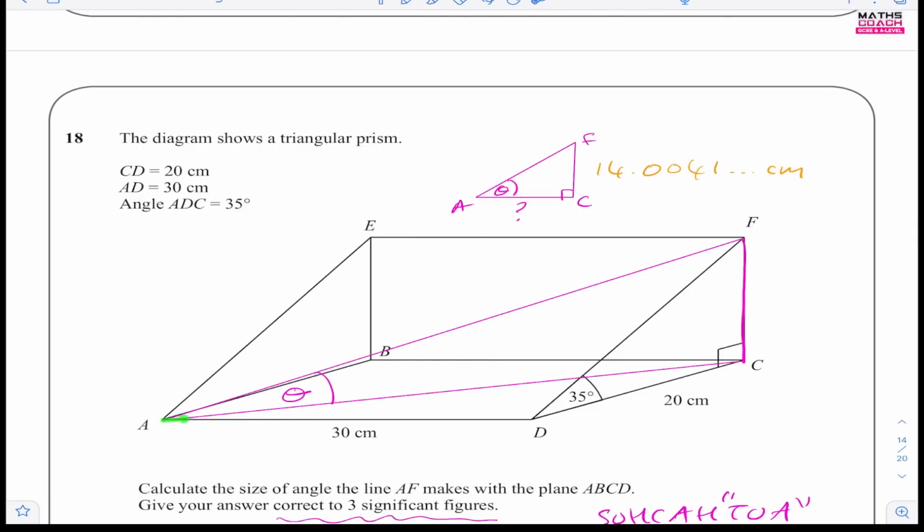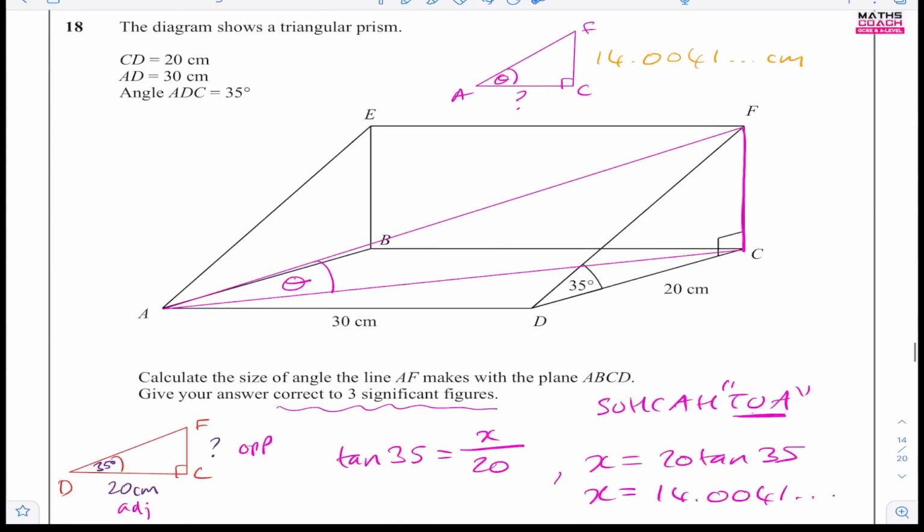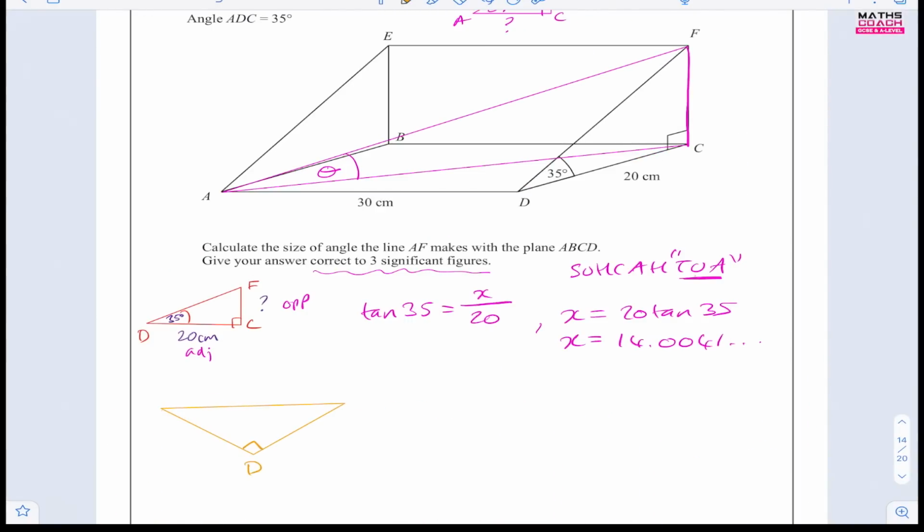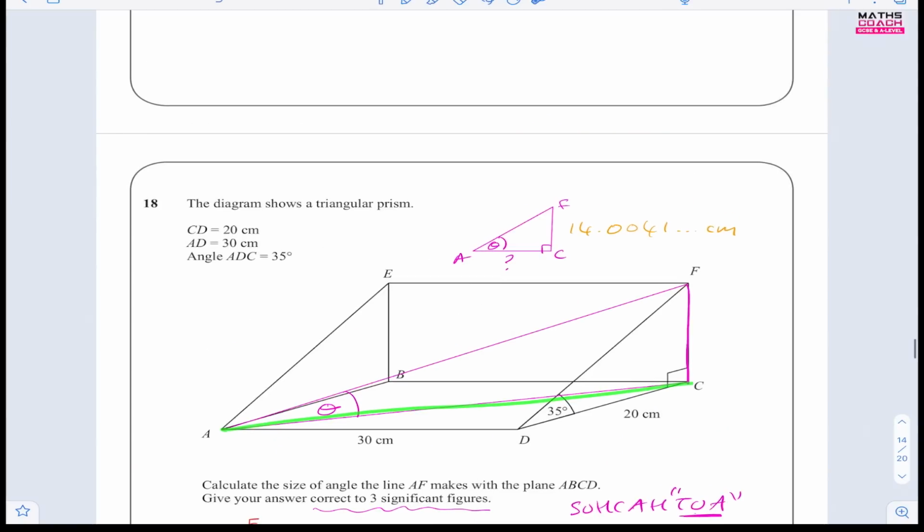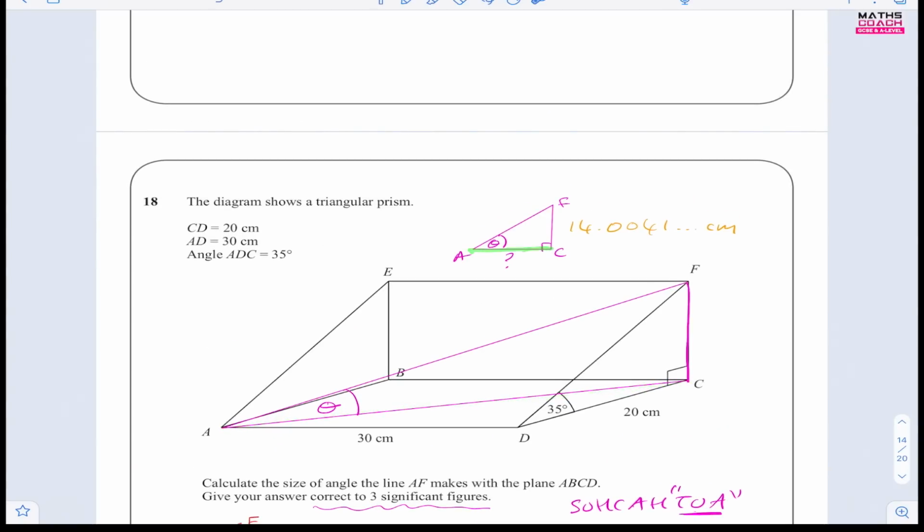And to find AC, we can consider this triangle on the floor right there. It's also a right angle triangle. So let's go ahead and draw that. So this is D, this is C, this is A. We know that AD right there is 30 centimeters. And we know DC here is 20. So we can write that in. So 30 centimeters and 20 centimeters. And what are we finding? We are finding AC, the length AC, which is right there. And of course, AC is right there too.